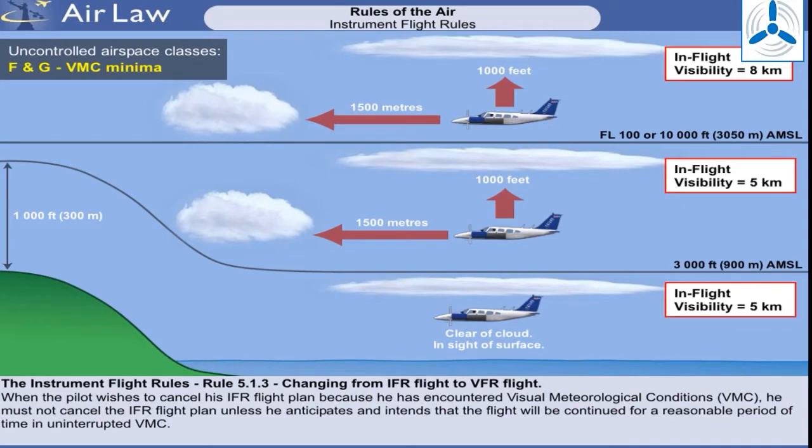When the pilot of an aircraft operating under the instrument flight rules wishes to cancel his IFR flight plan because he has encountered visual meteorological conditions, he must not cancel the IFR flight plan unless he anticipates and intends that the flight will be continued for a reasonable period of time in uninterrupted visual meteorological conditions.